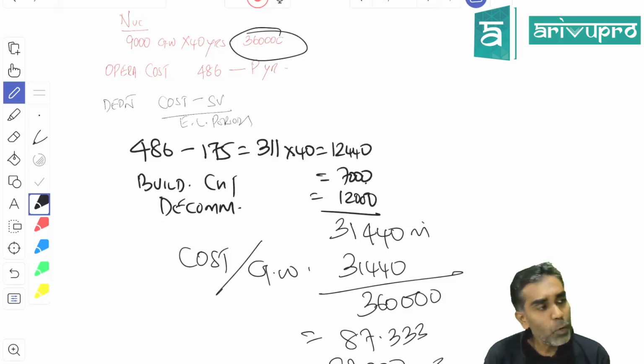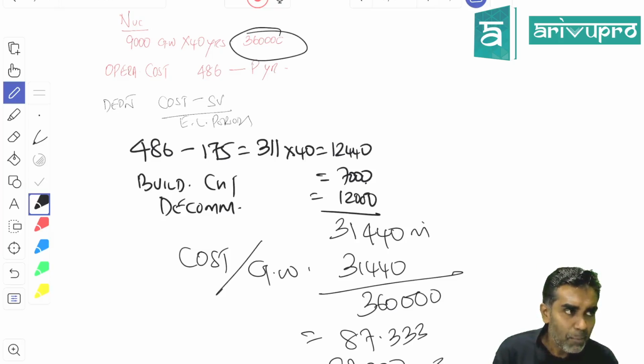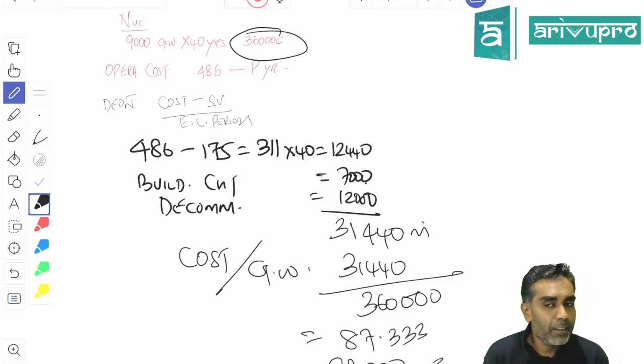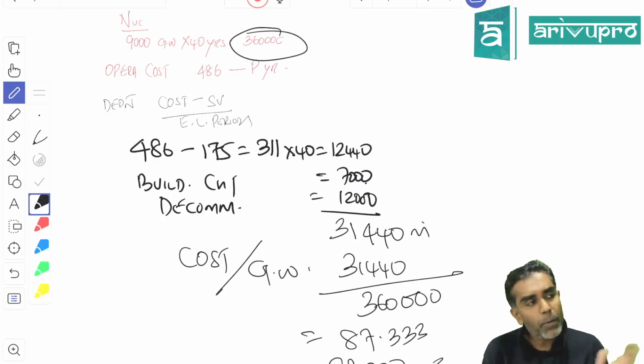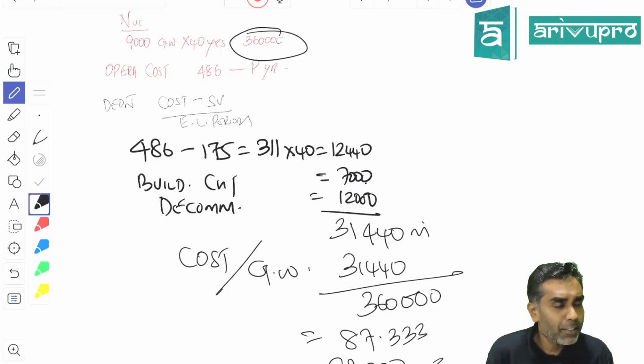That is included with the depreciation. So if you are going to take that part with the depreciation, you can do 486 times 40 years, but don't take the value of the building, because the building value is 7,000 million. Over 40 years, the depreciation is 175 million. So you have two options. One option, straight away you can take 486 minus 175 times 40 years. That is the total operating cost for all 40 years.